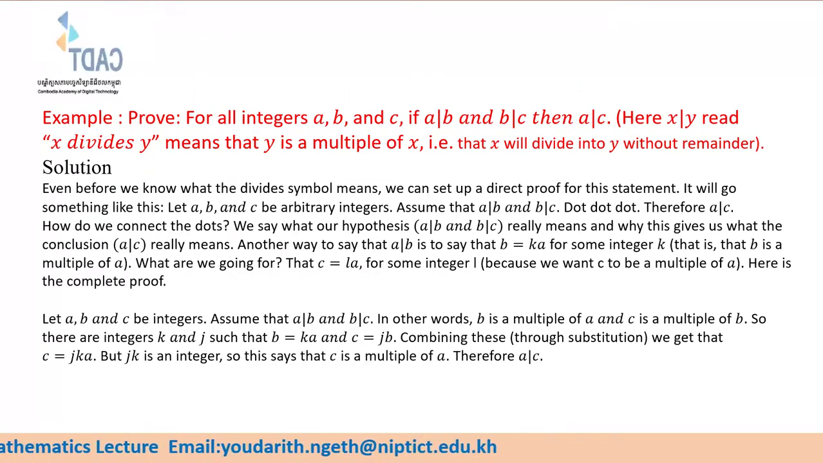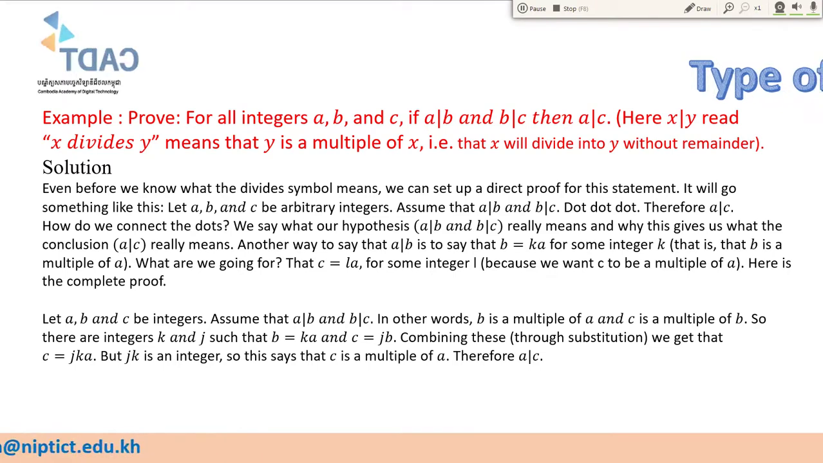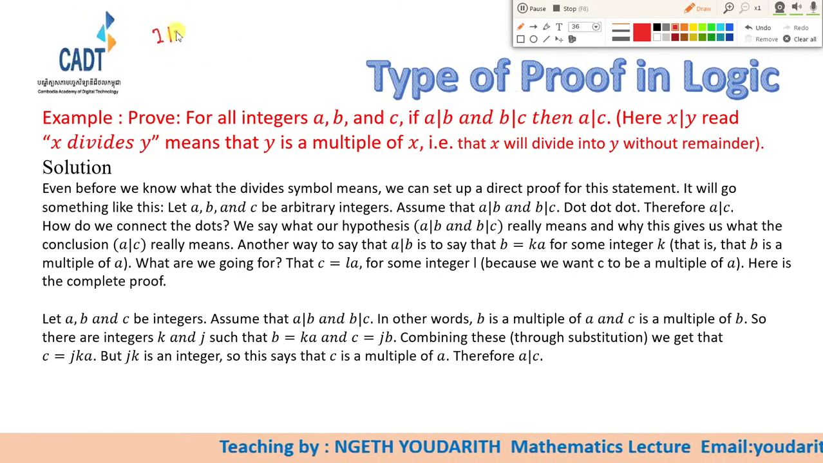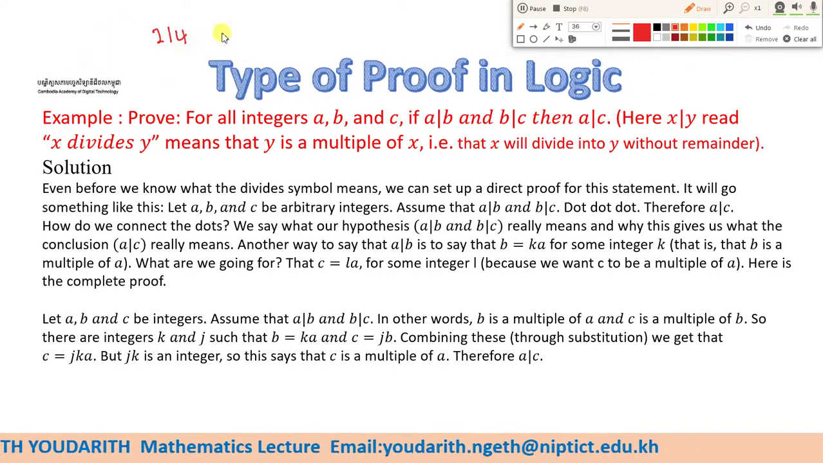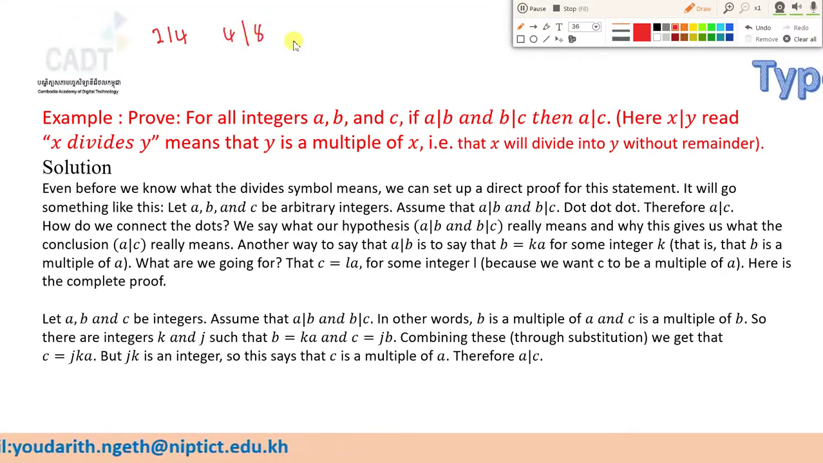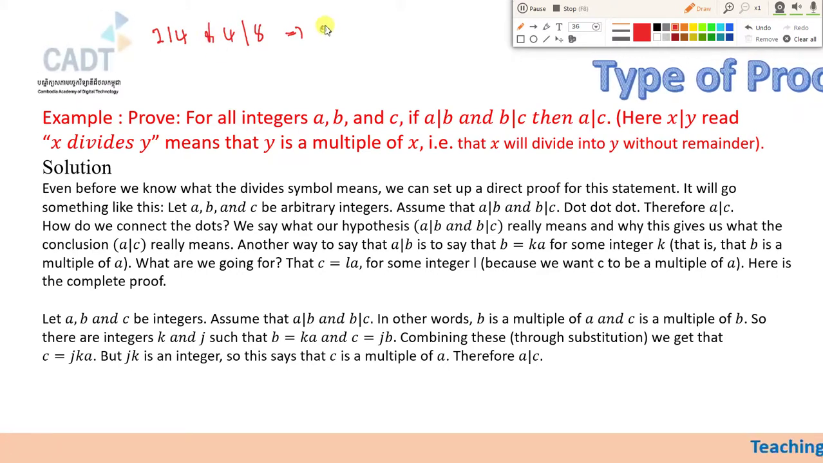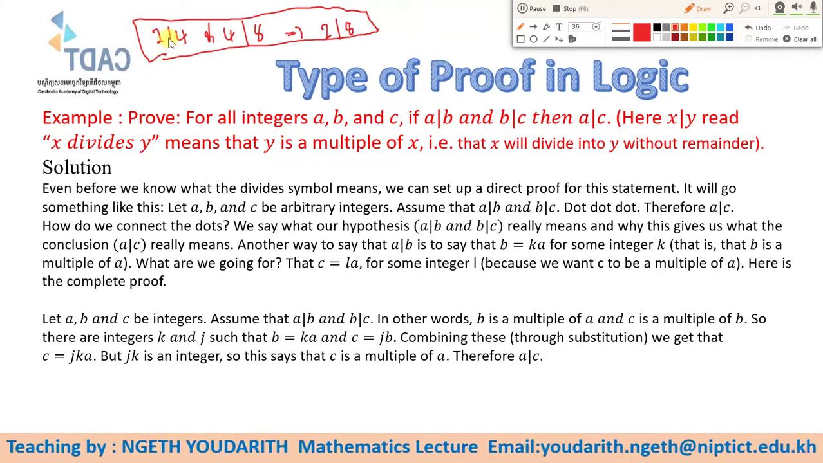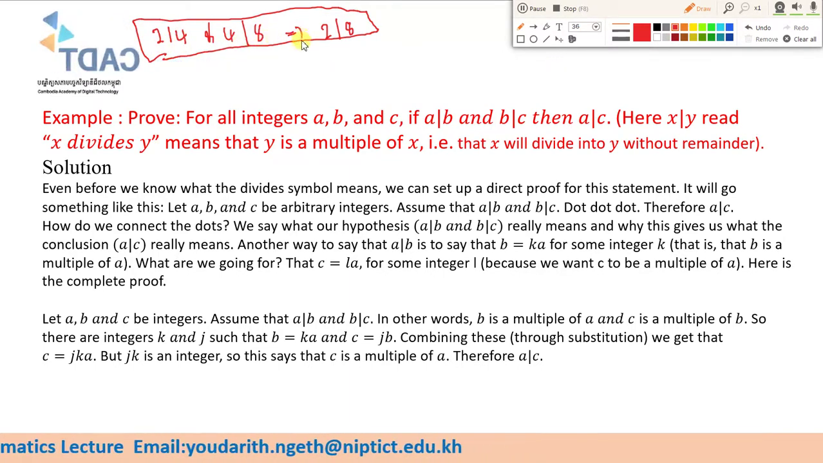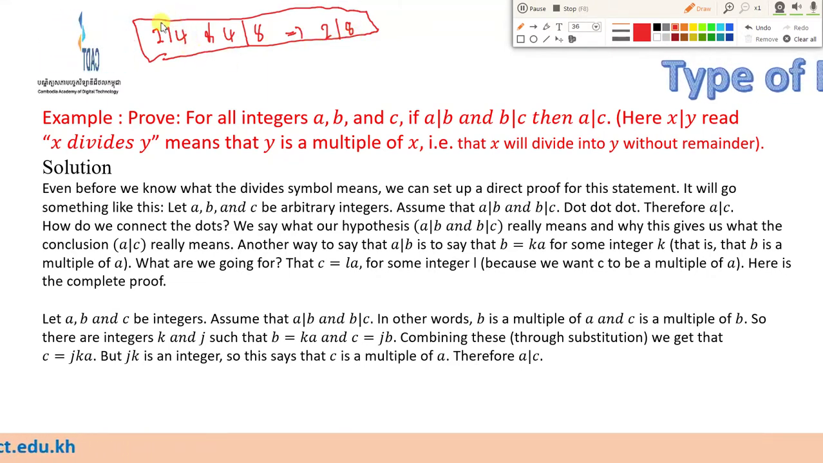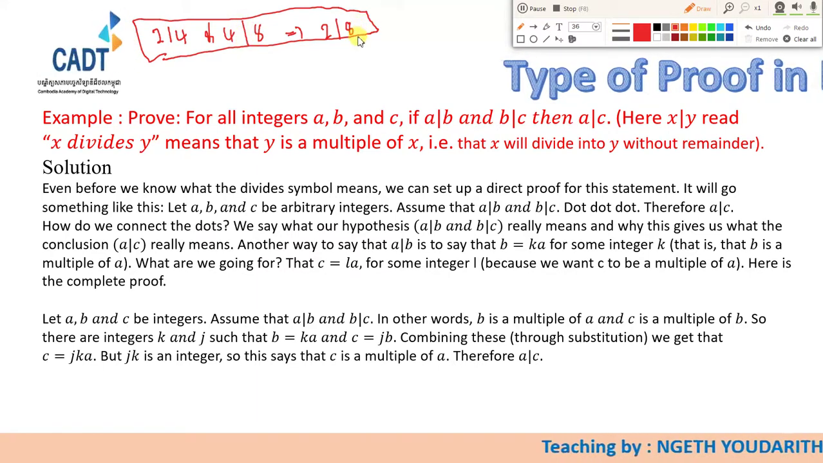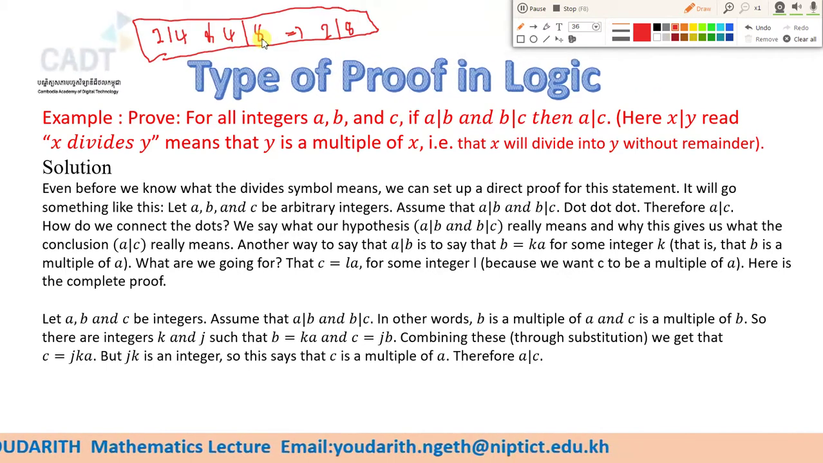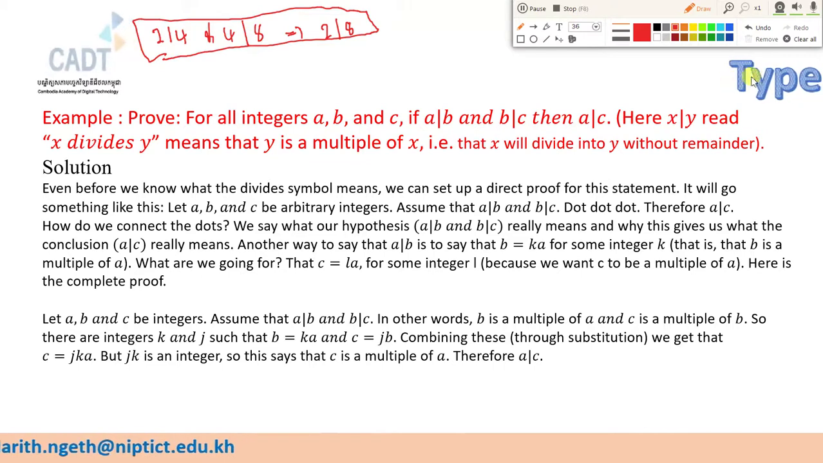In our small example, we can write: 2 divides 4, 4 divides 8, so 2 divides 8. This is an easy example of the general case. A divides B and B divides C implies A divides C, or 4 can be divided by 2 and 8 can be divided by 4, so we get that 8 can be divided by 2. Because 4 can be divided by 2 and 8 can be divided by 4, it means that 8 also can be divided by 2. This is our direct proof of an implication.